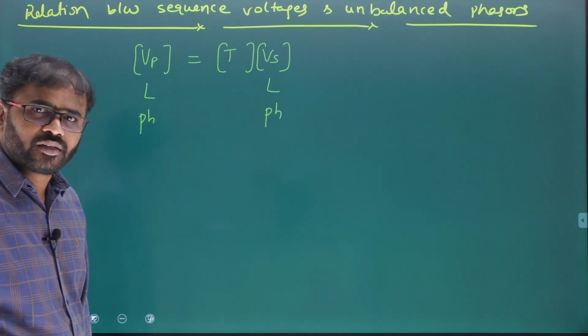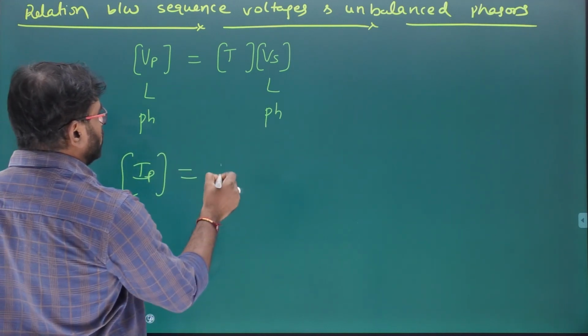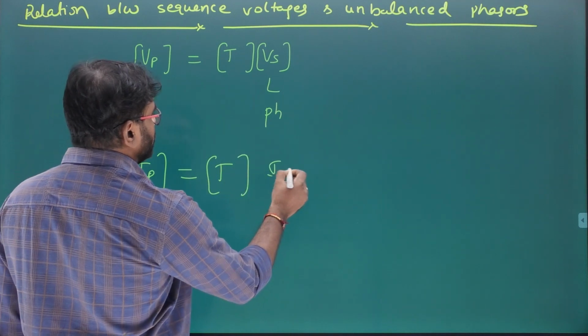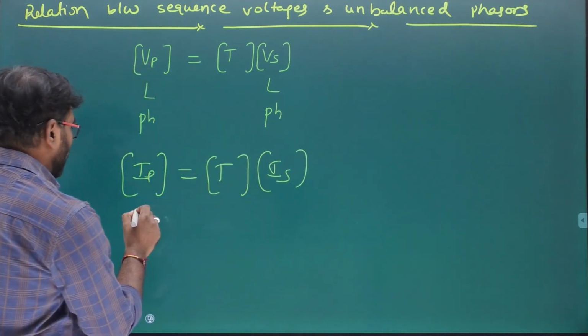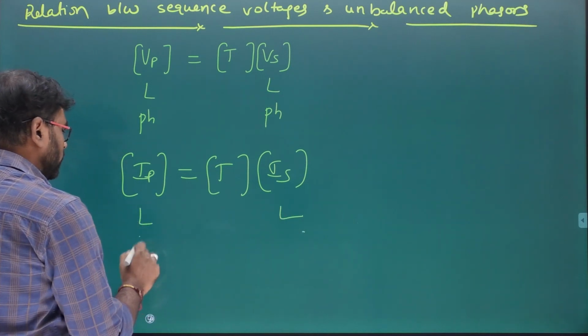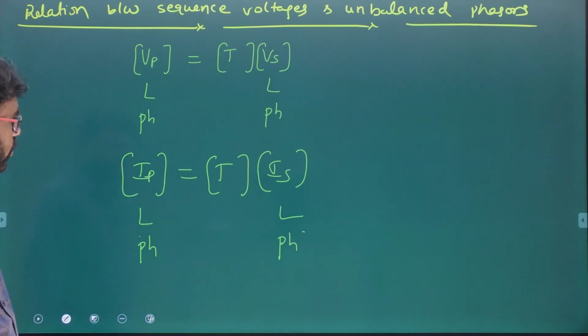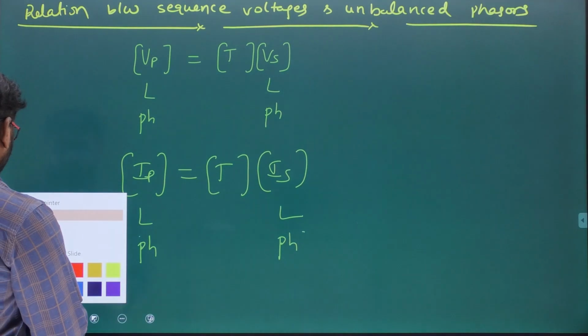Clear? Similarly, this is also correct: IP equals T times IS. So this relation is valid for line quantities. If this is line, this is also line quantities. If this is phase, this is also phase quantities. That's what you need to understand. And I'll give a simple example here.